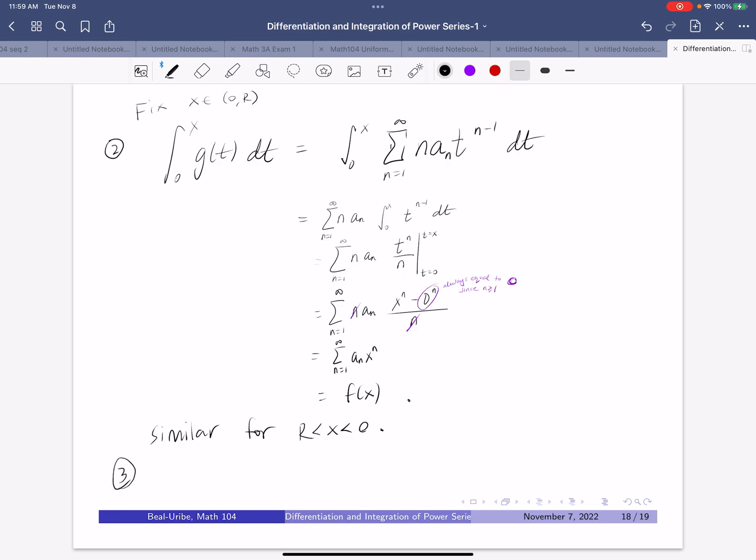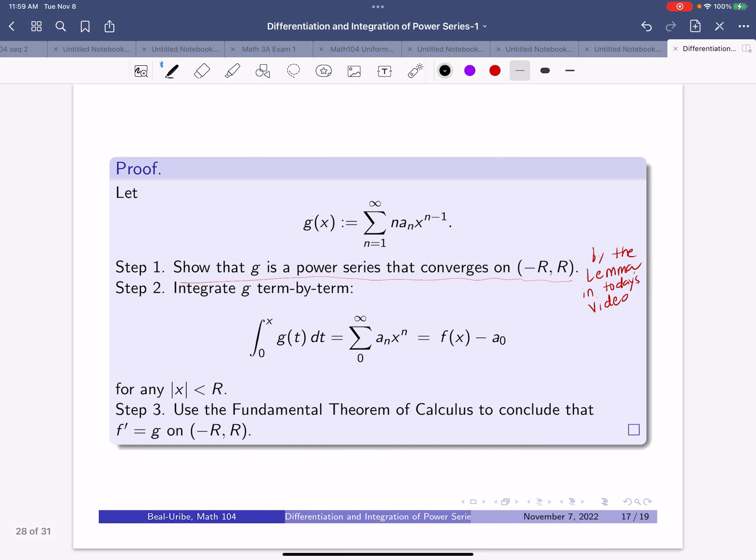Step 3 is essentially to say that we have a continuous function g, and its integral is our original function f. Use the fundamental theorem of calculus: because g is continuous and its integral is f, f is its antiderivative. It must be that the derivative of f is equal to g.